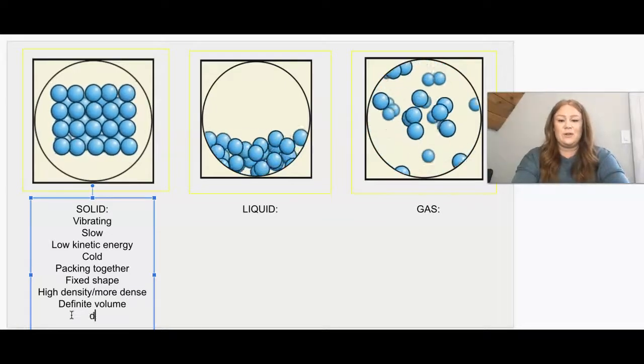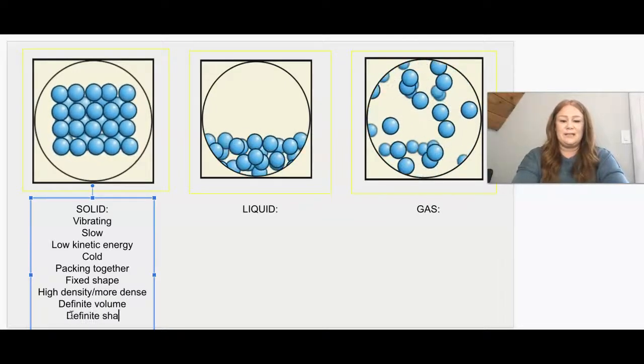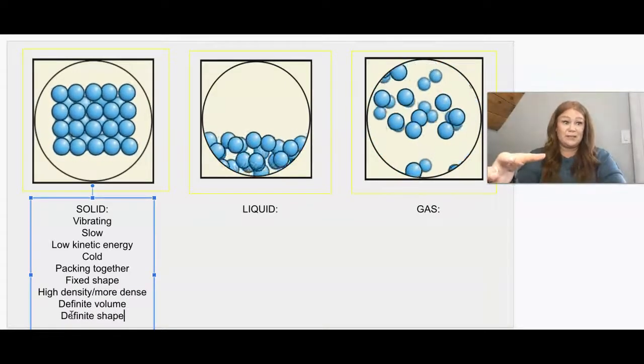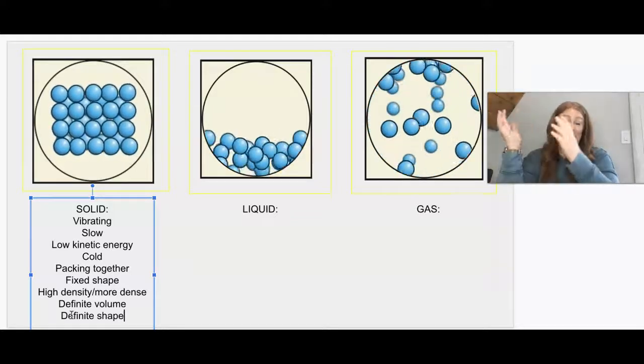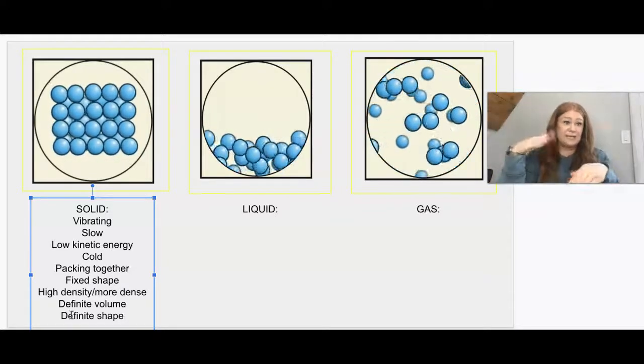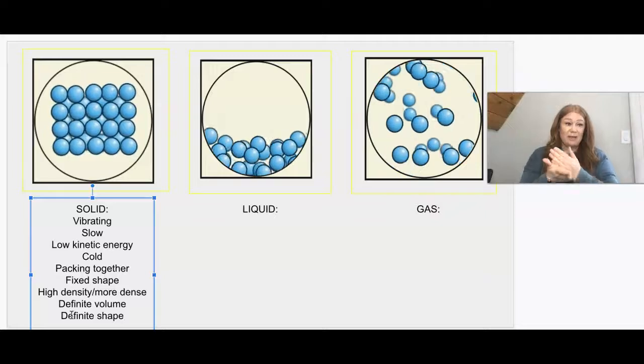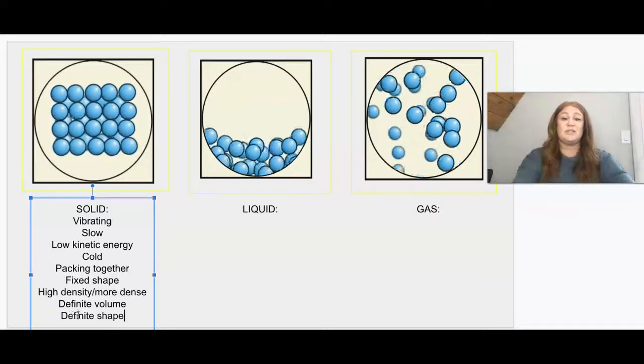And that definite volume also has a definite shape. We know the shape of it. I can see that a cup looks like a cup. My table looks like a table. My chair looks like a chair. It has that shape and I can measure the dimensions of it.